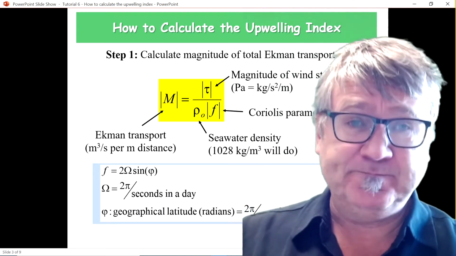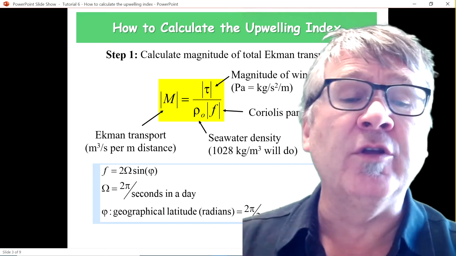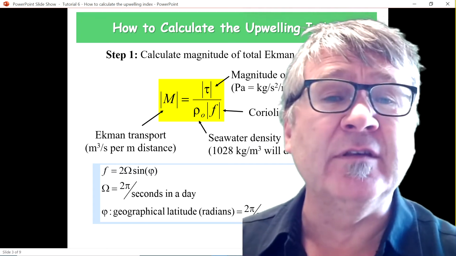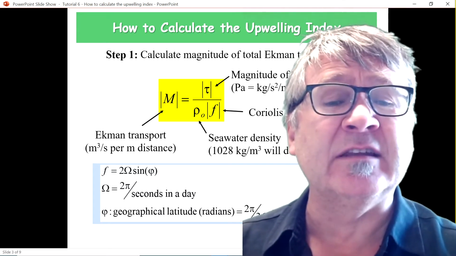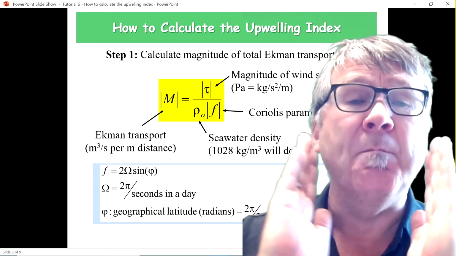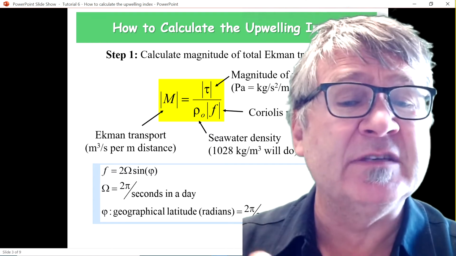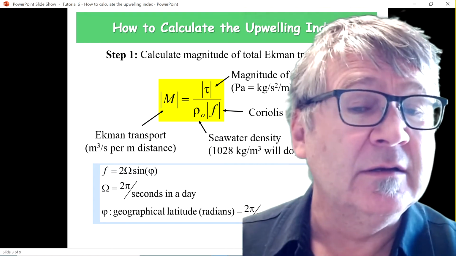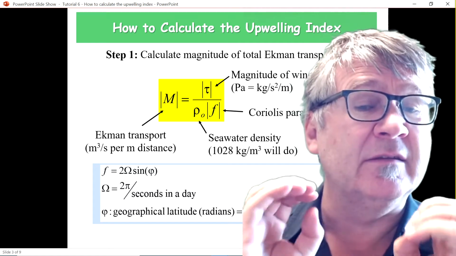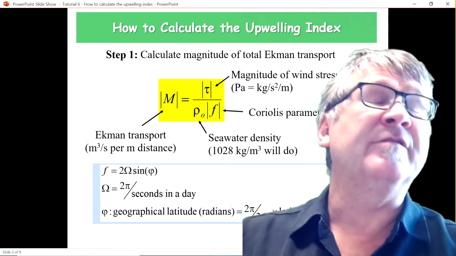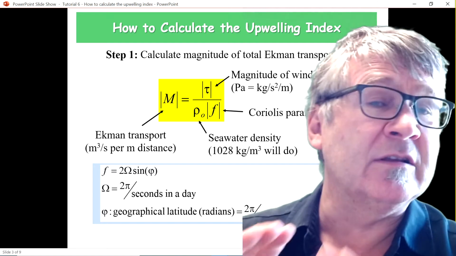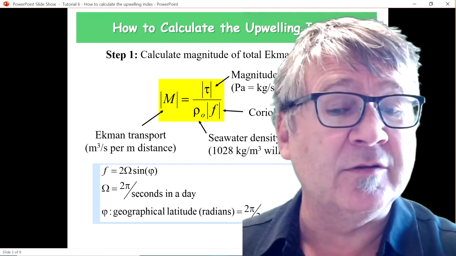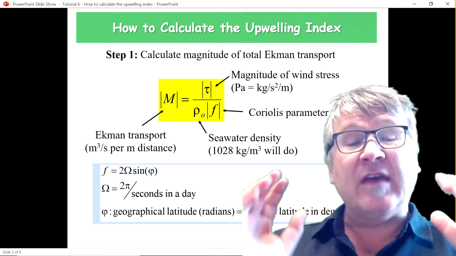And the f is the so-called Coriolis parameter. The Coriolis parameter is positive in the northern hemisphere, negative in the southern hemisphere. Here we take the magnitude, so it doesn't matter which hemisphere you are in. However, you can't use the equator. There is no Coriolis force, and this formula for Ekman transport just blows up at the equator. So it doesn't apply there.